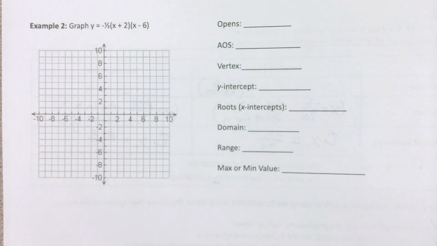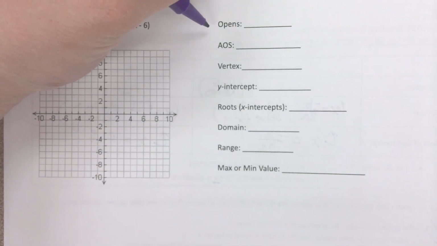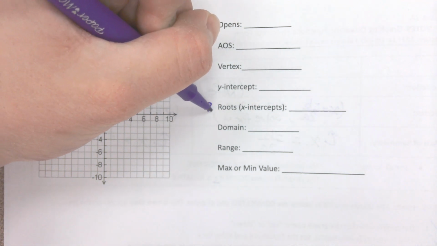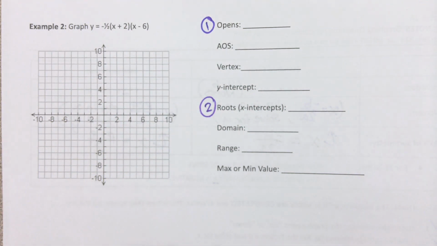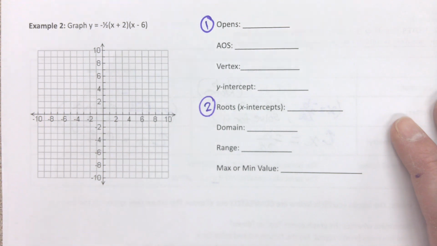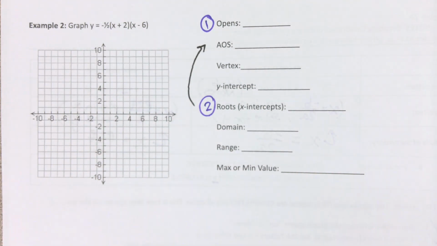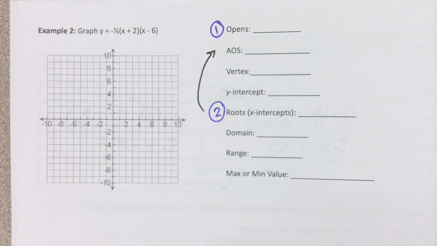The hard part about this is remembering the order of the steps. So I'm going to pre-number these. We start with the opens question, and then we'll jump down to x-intercepts. Once we finish x-intercepts, we go back up to AOS and then continue the steps in order. So really, we're just doing one step out of order, if you think about it.